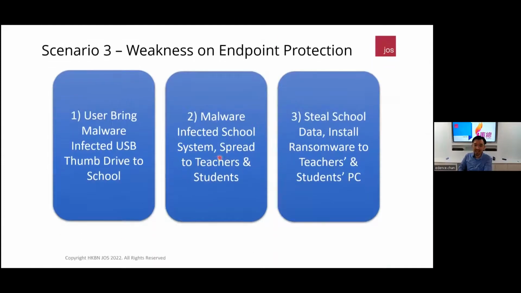Okay, next case. What if you have a weakness in the endpoint protection, which is the laptop, PC, and server protection? Very easy. The user will bring a USB from home because they want to transfer files from the office PC to a home laptop. So usually they bring the malware on the USB into the school, and the malware gets installed into the school system and spreads to the teachers and students.